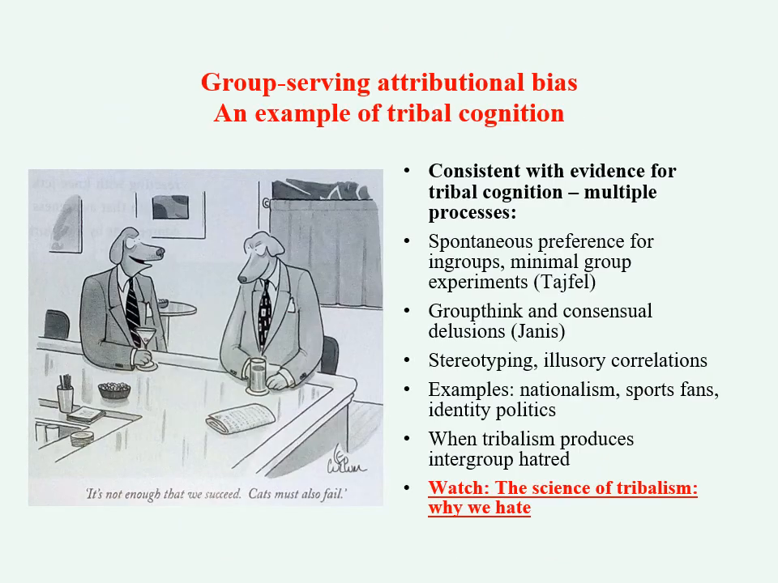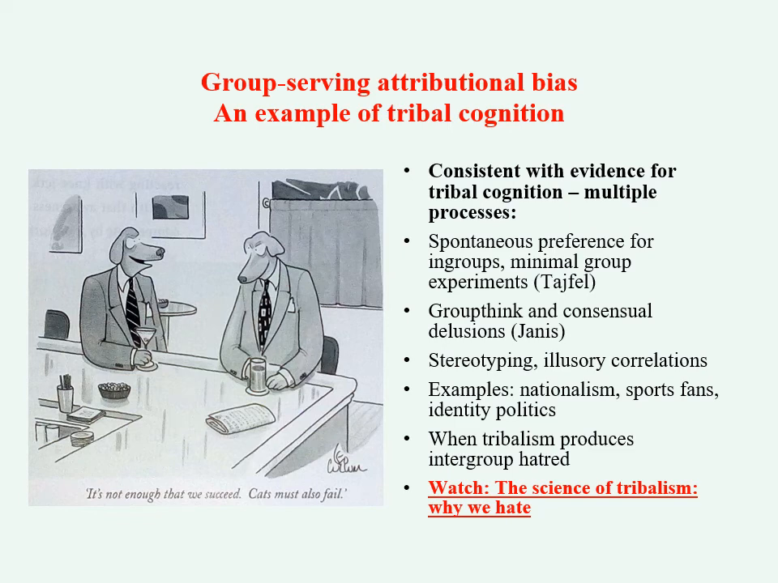We can look at this group-serving attributional bias as yet another example of the kind of tribal cognition that we have discussed previously. There's a lot of evidence that human beings are naturally inclined to perceive the world in ways which give preference to their in-group and devalue out-groups. The minimal group experiments by Henri Tajfel showed this. Research on groupthink and the tendency to be subject to consensual delusions is another example. And as we have seen in the previous lecture, stereotyping and illusory correlation all fuel this tendency to see our own group as better and preferable to outgroups.